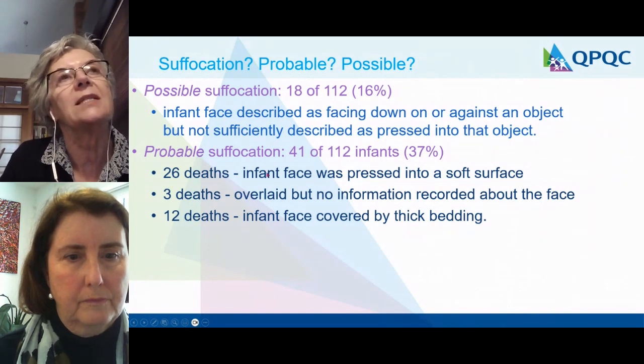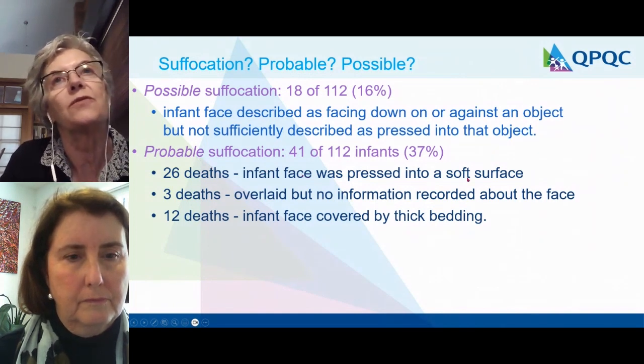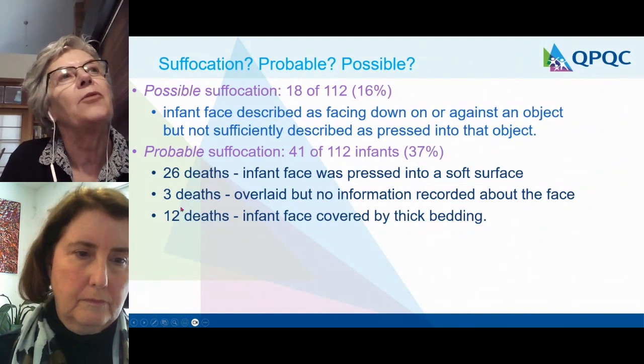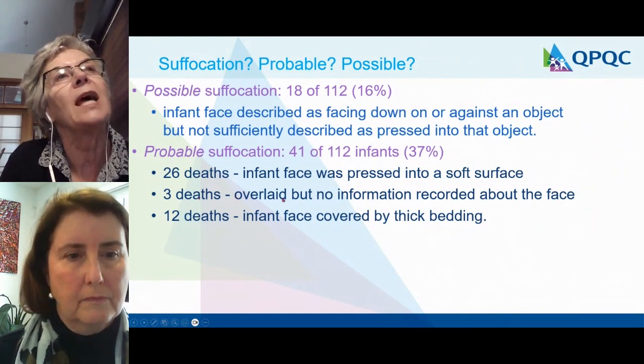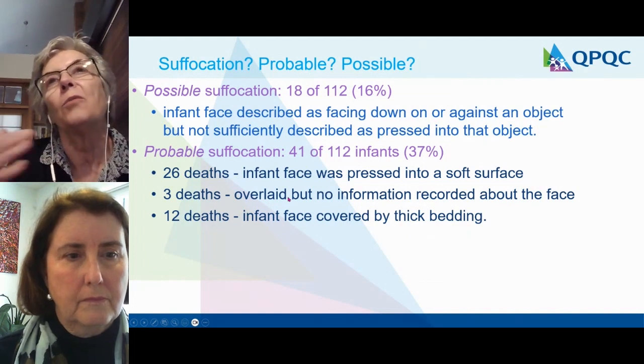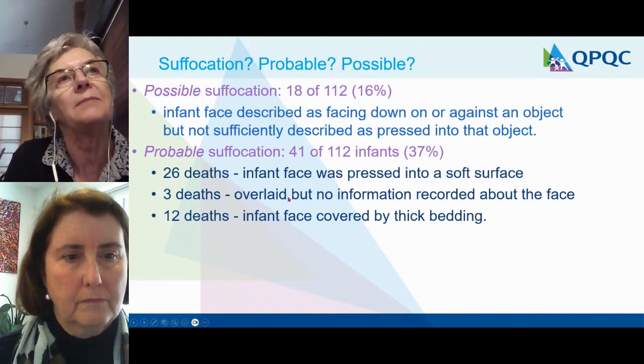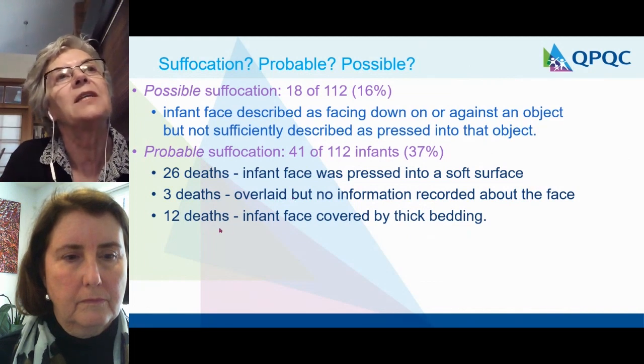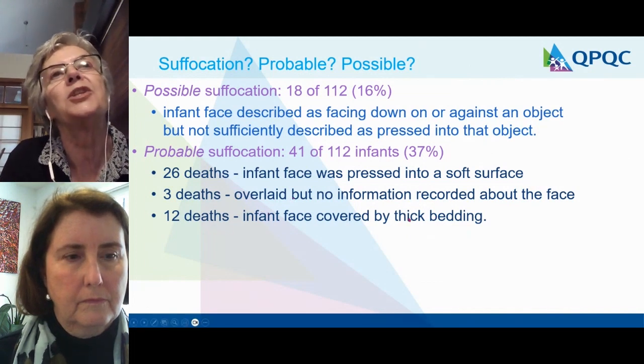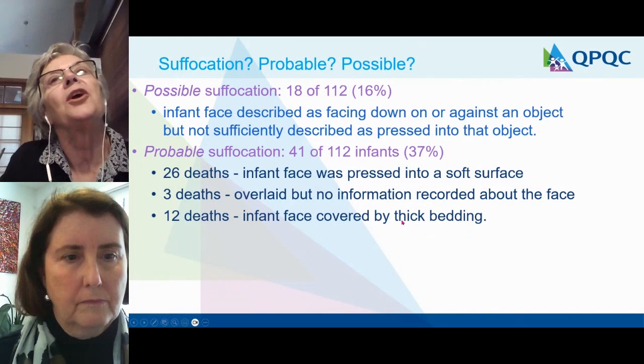In 26 cases, the infant's face was pressed into a soft surface. In 3 deaths, the infant was said to have been overlaid by another person, but there was no recording about where the face was in that overlay. And then in 12 deaths, the infant's face was covered by thick bedding. We don't just mean a sheet, we mean thick adult doonas.